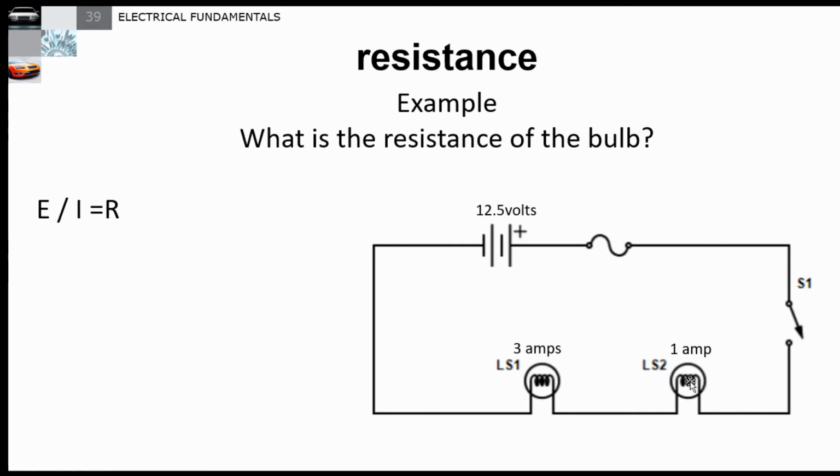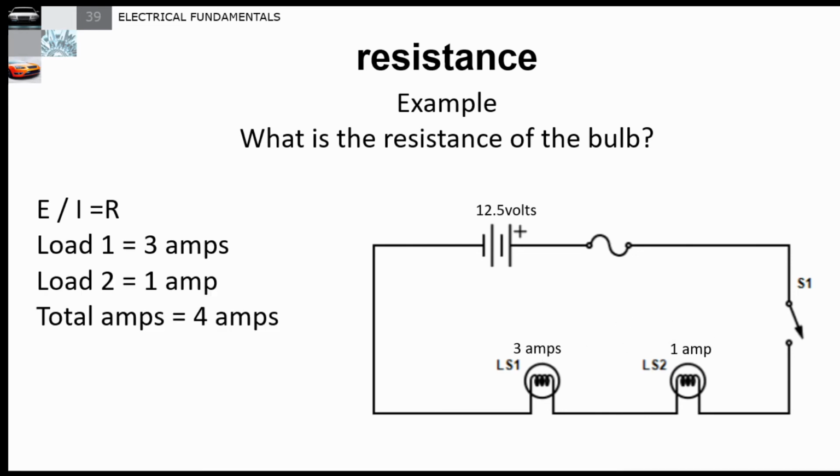So in this situation, we simply have to add the amperage from both bulbs, okay? So if we take our load number 1, it is 3 amps. Now all we have to do is add the load from bulb number 2, which is 1 amp, and that gives us a total amperage of 4 amps. So to find our total resistance, we take our system voltage, which in this case is 12.5 volts, divide it by 4, which is our total amperage, and that gives us 3.125 ohms. So our total circuit resistance should be 3.125 ohms, okay?